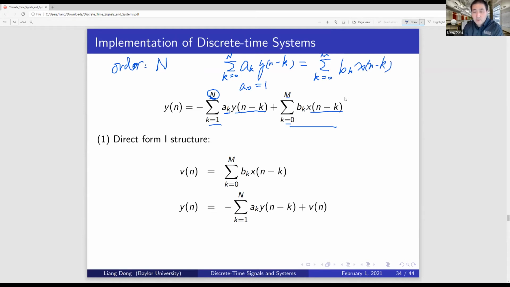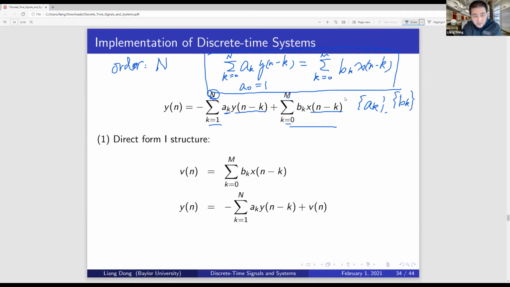Okay. So this is the difference equation to describe all linear time invariant systems. In general, we are using that. And then to solve this difference equation, or to design a system, what we want to do is find the parameters a sub k and b sub k, in order to make sure that the system will fulfill the requirement that we want.